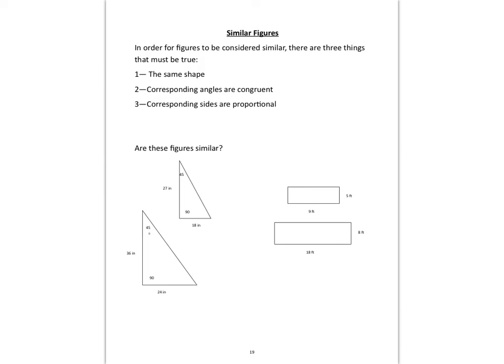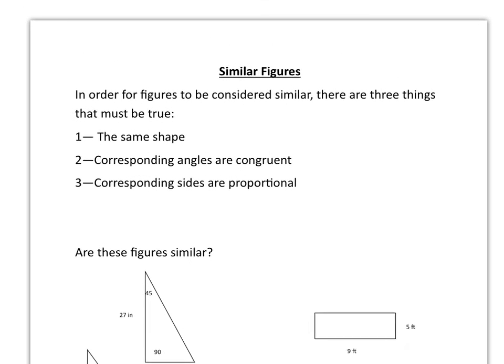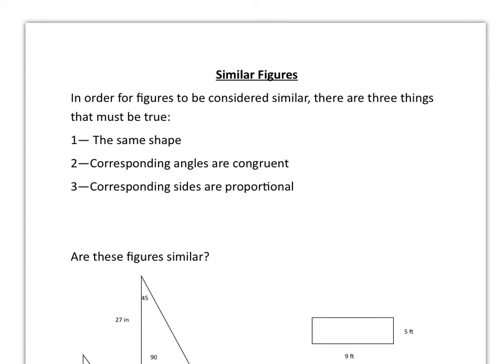Looking at page 19, you'll notice that the title of the page is Similar Figures. Something you have to know is the difference between similar and congruent. Now these are defined in the start of your book, but the biggest difference is that for similar figures, they got to be the same shape.